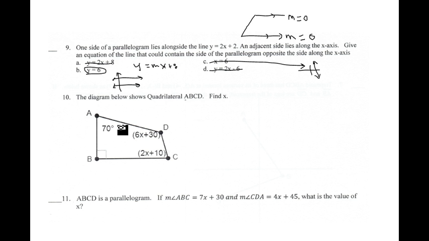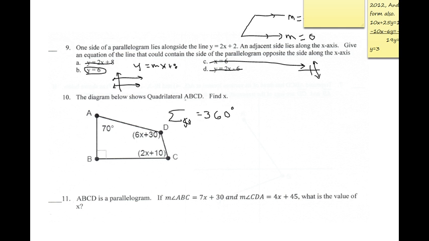Okay, let's see if we can get 10 done. 10, it's a quadrilateral. Since it's a quadrilateral, all of these have to add up to 360 degrees, because the sum of the angles of a quadrilateral has to equal, I hope I said 360 degrees. Okay? Okay, so I'm going to use my wonderful tabs here, make a new one.